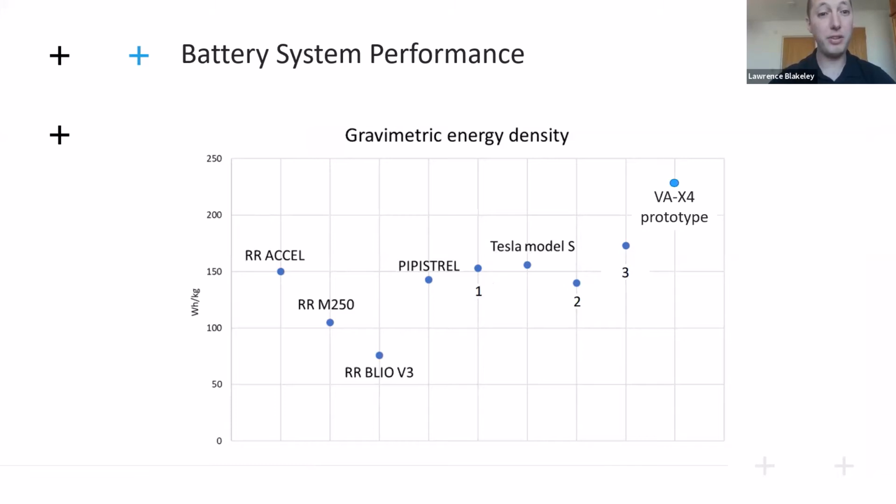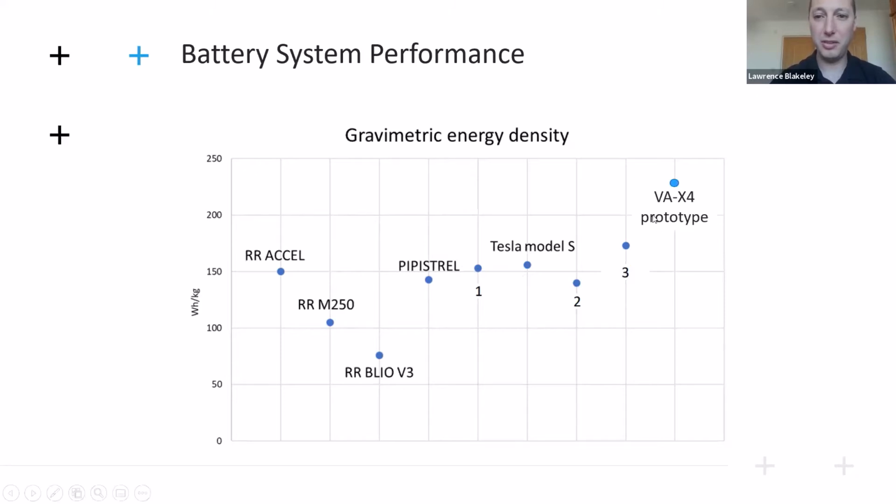Now Pipistrel, they have certified an electric aircraft. It's conventional takeoff and landing, therefore they're not so focused on this type of improvement. So they're in and around the 150 mark. There's the Rolls-Royce Excel program, again about the 150 mark. I've 1, 2, and 3, they are real numbers, but I've removed the company names just for IP reasons.